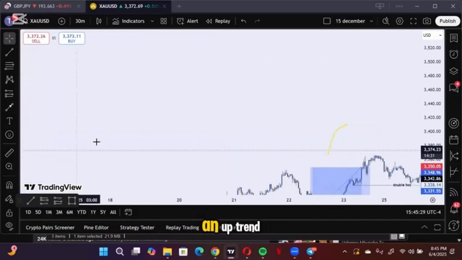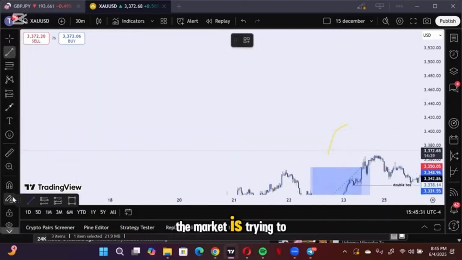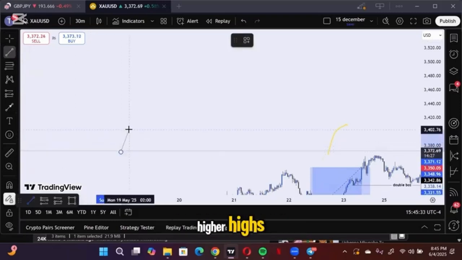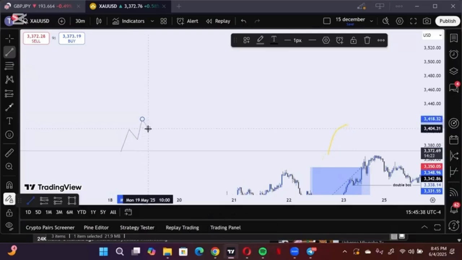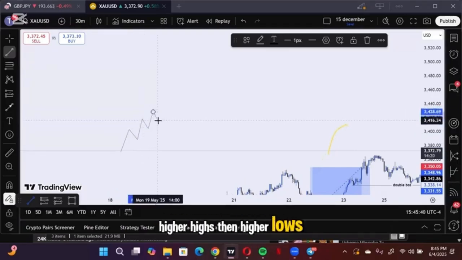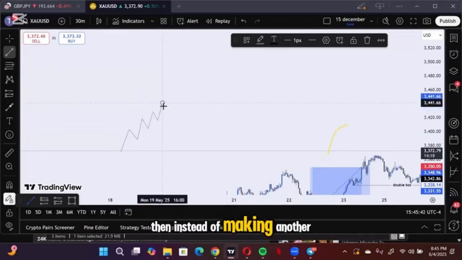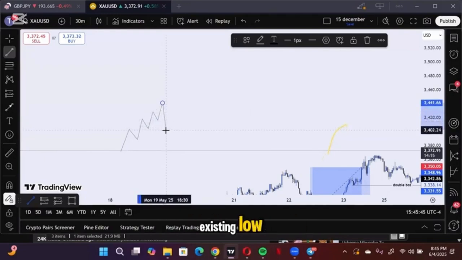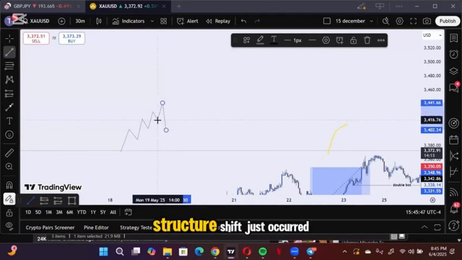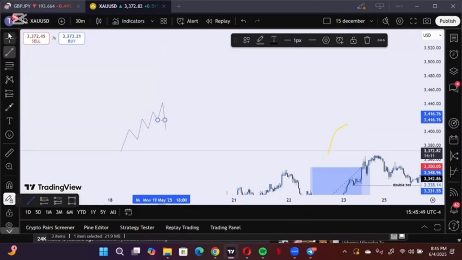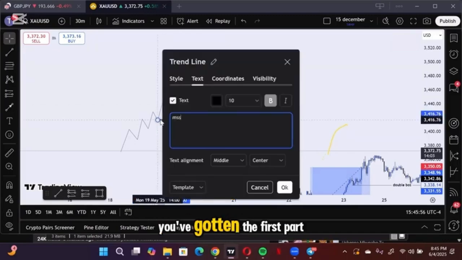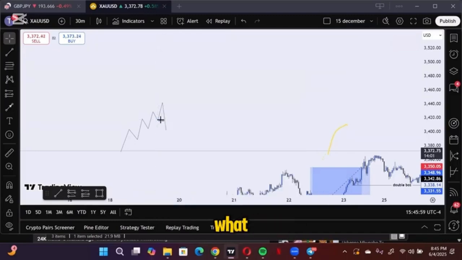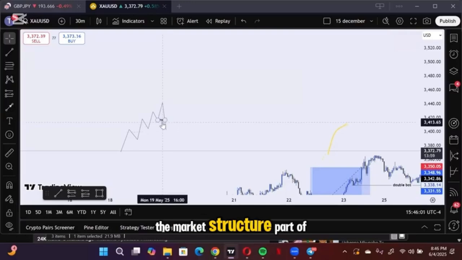If you have an uptrend, the market is trending to the upside and is making higher highs, then higher lows, higher highs, then higher lows. Then it makes a higher high, and instead of making another higher low, it takes out the previously existing low. This means that a market structure shift just occurred. Now, if you get your MSS, you've gotten the first part of the strategy, which is the market structure part of the strategy.